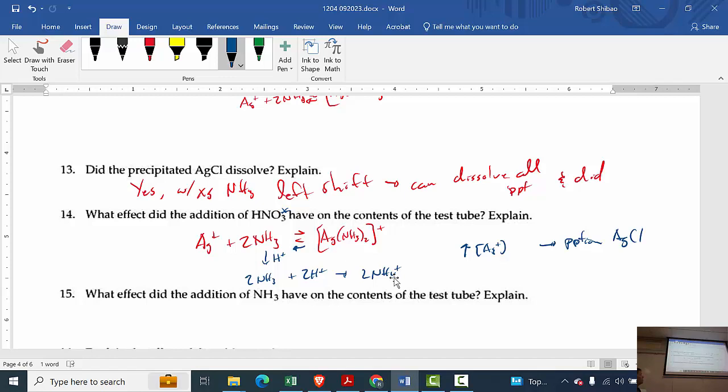What effect did the addition of ammonia have? If we increase the concentration of ammonia, that's going to decrease the concentration of silver ions, which is going to result in a shift left, which ends up dissolving the silver chloride.